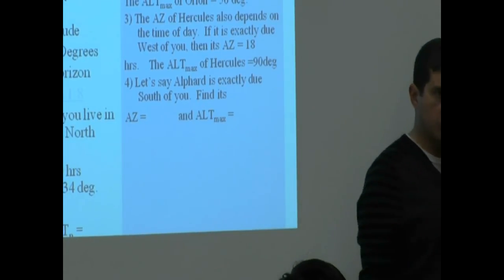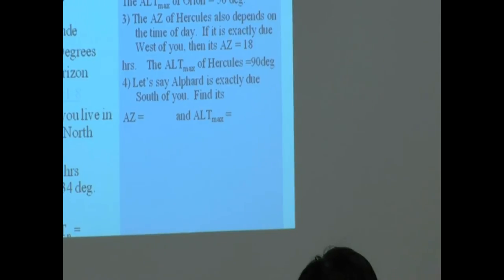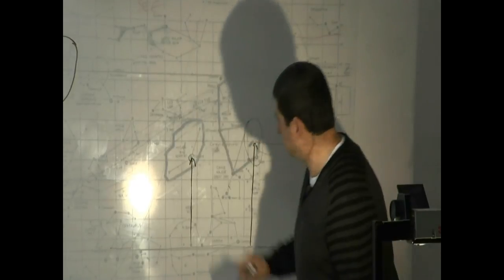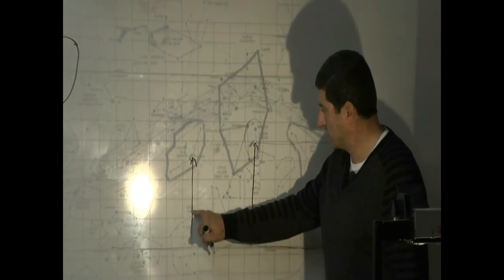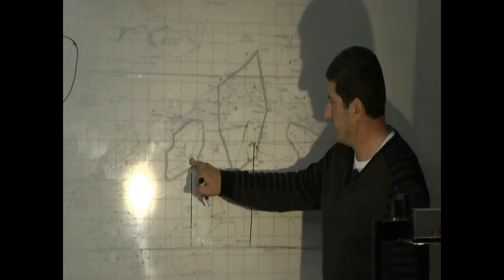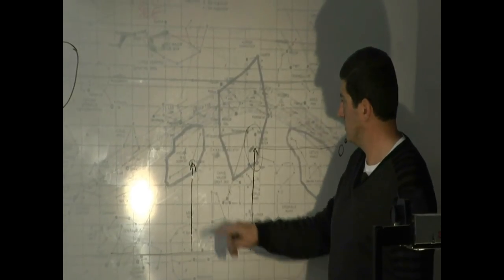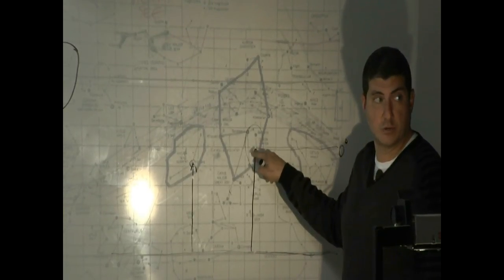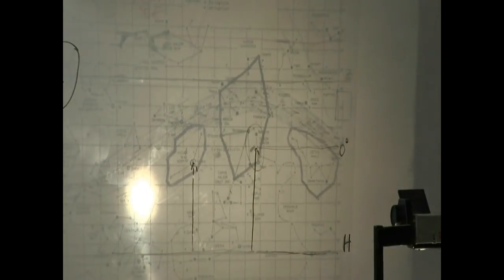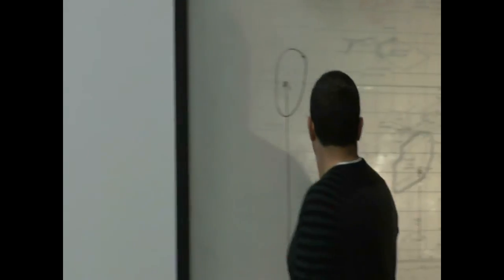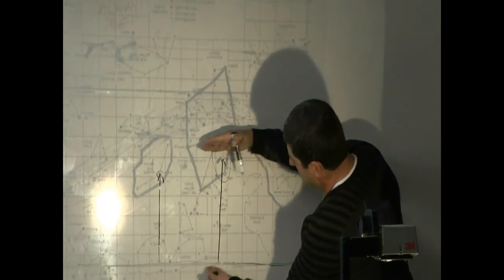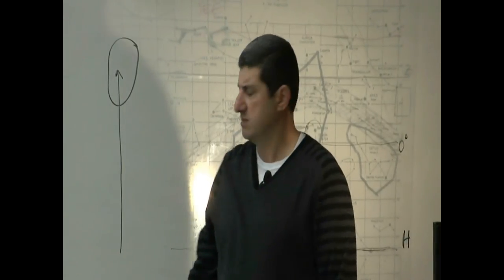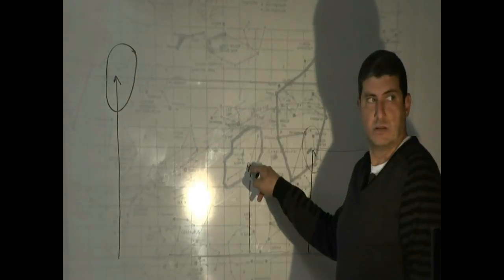Maximum altitude, we have to go to the chart. How many degrees above your horizon? 10, 20, 30, 40, 45, 46, maybe 47. The altitude is going to be less than Orion. What was Orion's altitude? 56. You see, Orion is a bigger angle than Alphard. Alphard is smaller. So I would probably say about 47 from the horizon to Alphard.